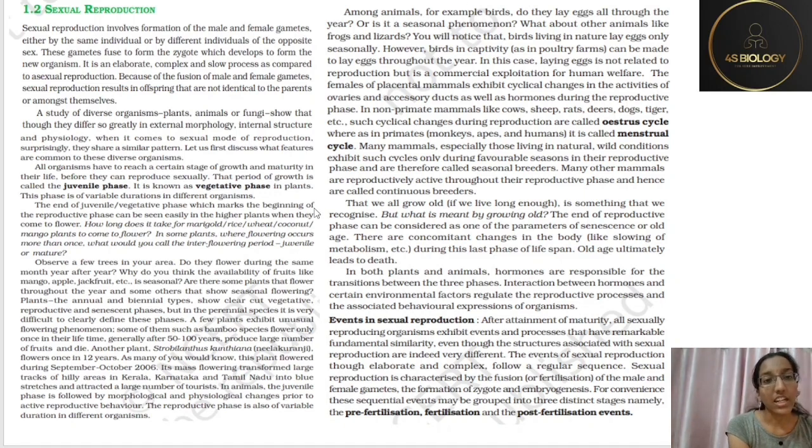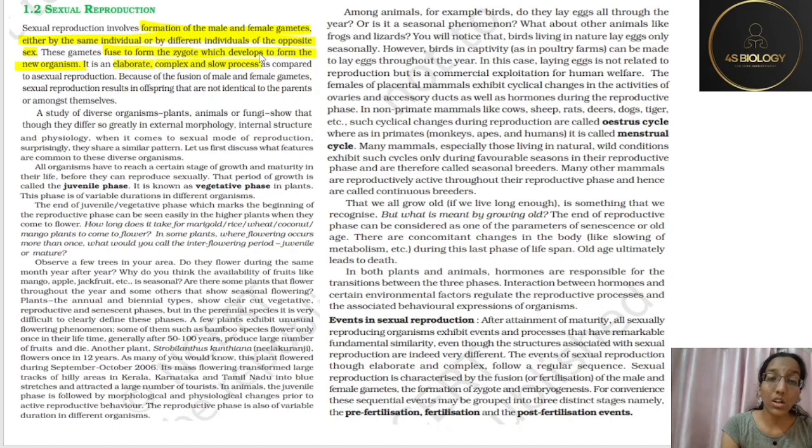Next, sexual reproduction. It involves formation of male and female gametes either by the same individual or by different individuals of the opposite sex. These gametes fuse to form a zygote which develops to form the new organism. First gamete fusion happens, then zygote, then embryo, then new organism. This is a very elaborate process, a long process, very complex and a slow process.